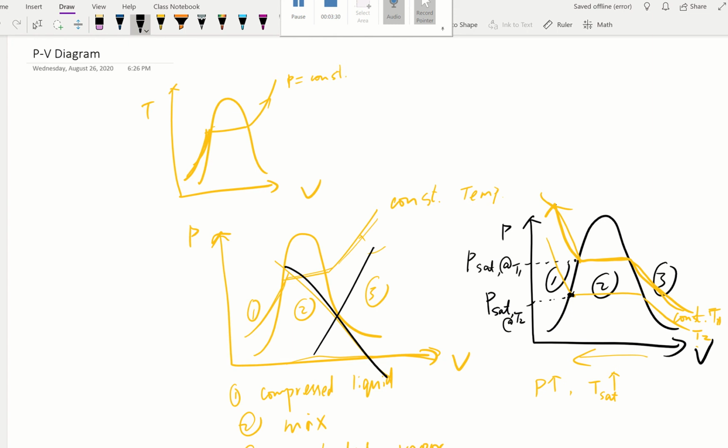Let's make it more relatable, and use the numbers we know. If this constant temperature is 100 degrees Celsius, what do you think this Psat is going to be? Psat means at this 100 degrees, the water is going to boil. And what's the pressure then? It's going to be 1 atmosphere, right?